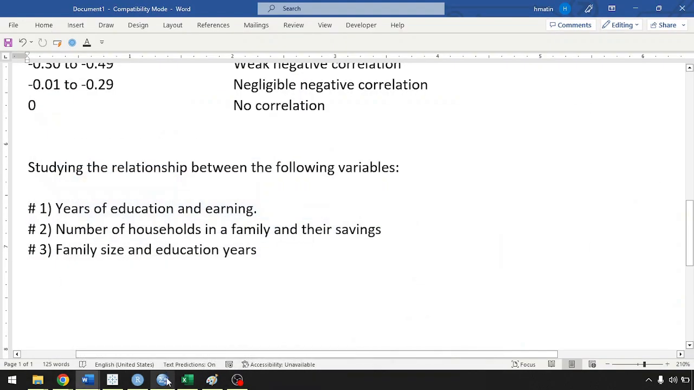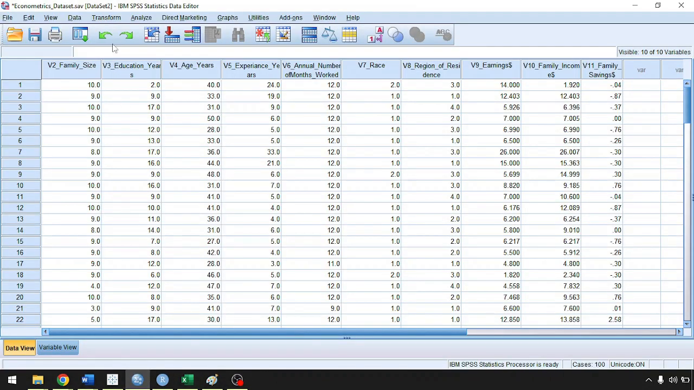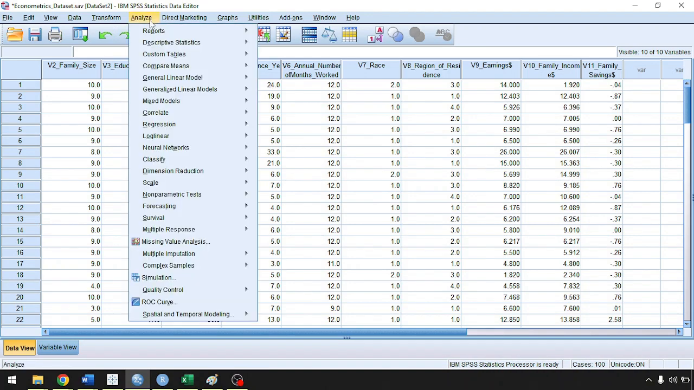So in SPSS drop-down menus, it's much easier to do this as opposed to R or SAS. So go to Analyze, go to Correlate, and click on Bivariate. Bivariate because we're looking at two data or two variables.